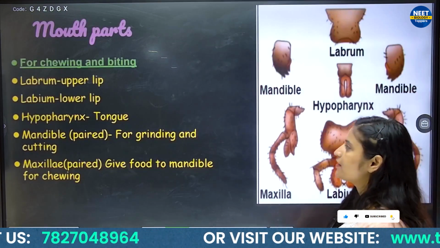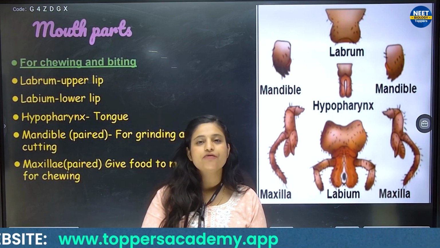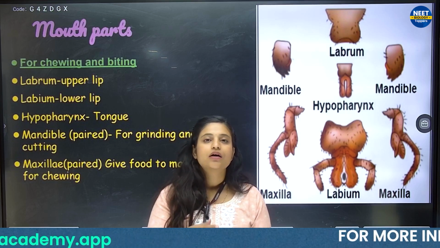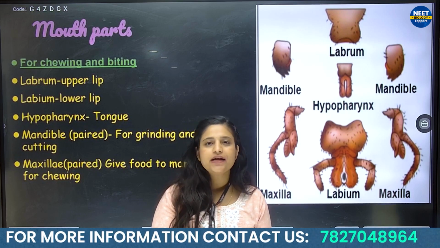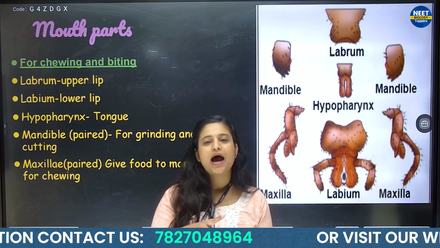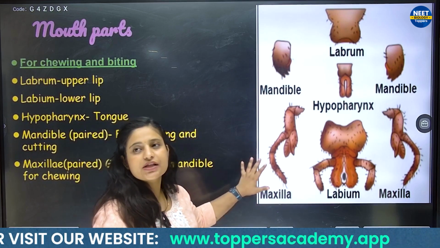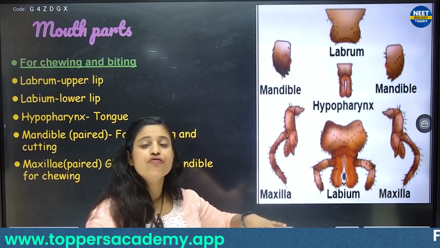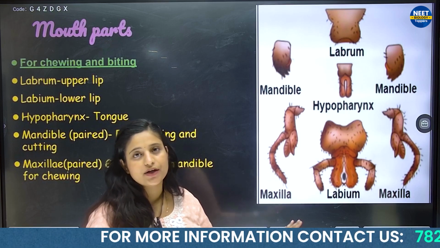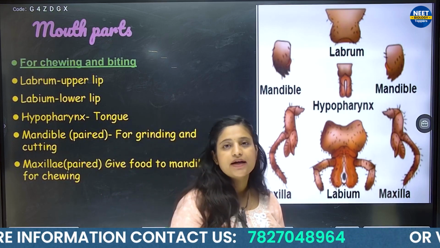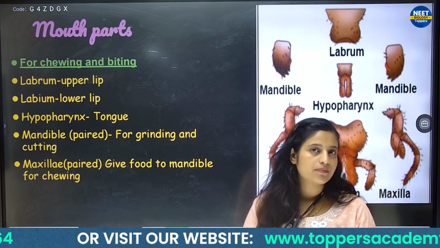Okay, the next, their mouth parts are responsible for what? Their mouth parts are responsible for the biting and chewing type. The cockroach mouth parts have different parts: the labrum, labium, hypopharynx, the maxillae, and the mandible. This is the diagram given in your NCERT, and if you see last year's papers, many times the NEET examiner asked questions from this part. So the first point is that the mouth part is attached with which part of the head? That is your clypeus.